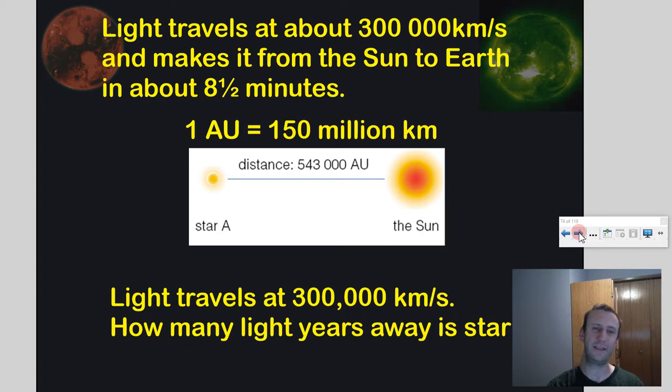So going back to light years, light travels at about 300,000 kilometers per second and makes it from the Sun to the Earth in about 8.5 minutes. Normally it's 8 minutes and 34 seconds. So that gives you an idea of how astronomical units relate to light years and how massive light years are in comparison. So think about 8.5 minutes in context to a full year and how small that is, and that gives you an idea of how massive a light year is.